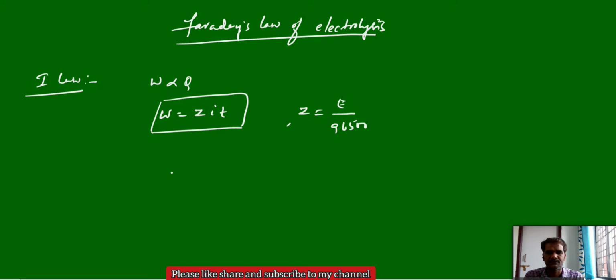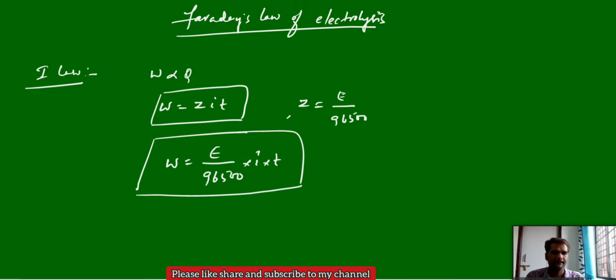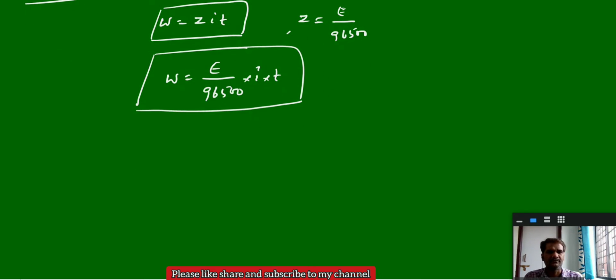If you substitute that value here, you get W equal to E by 96,500 into I into T. This is the formula to calculate the amount of substance deposited or liberated by passing some amount of current for some time period. This is the first law. Now we will see the second law. That part we have covered in the last class anyhow.